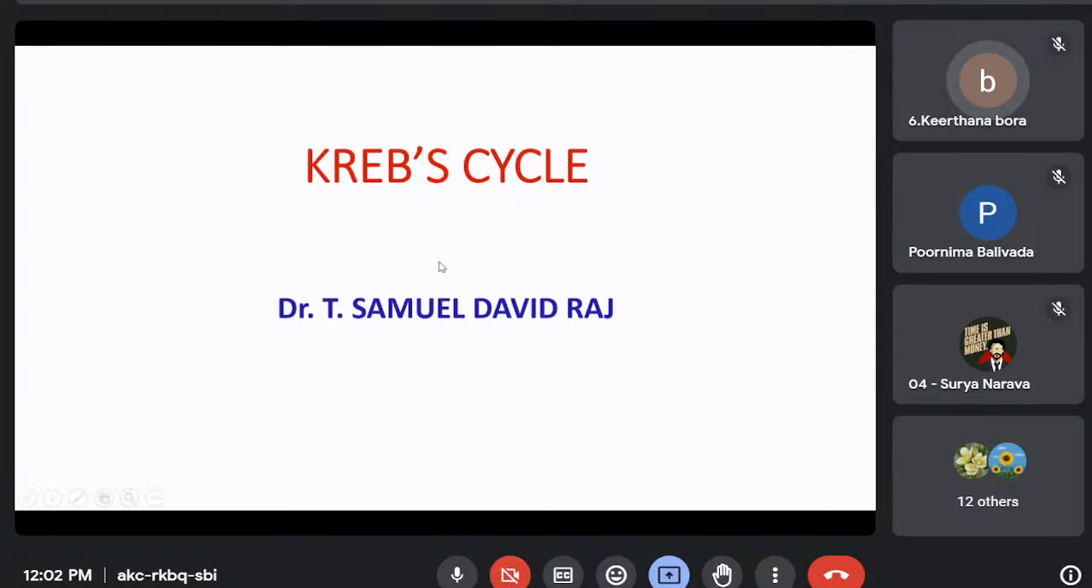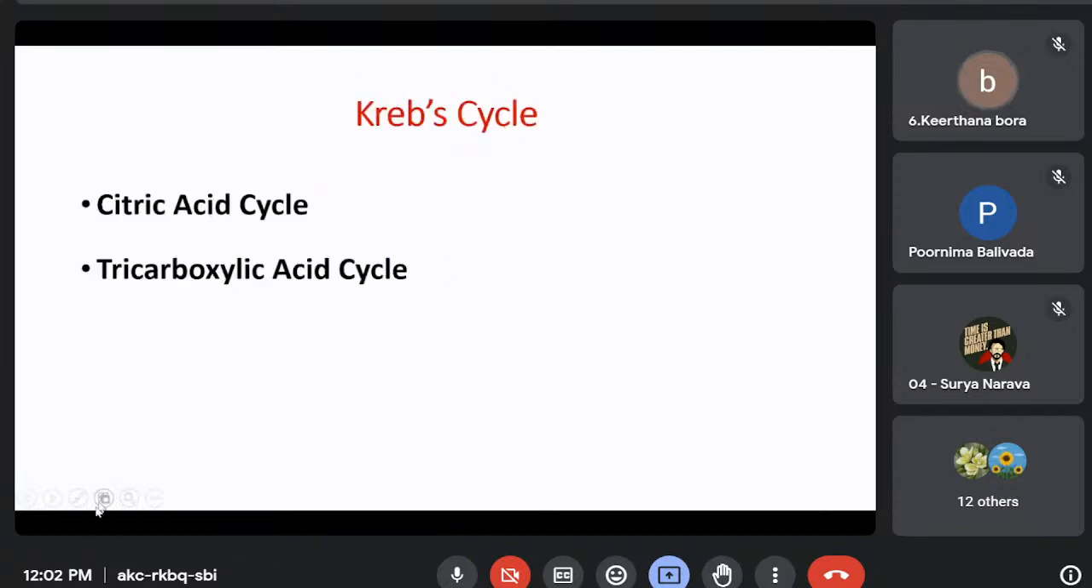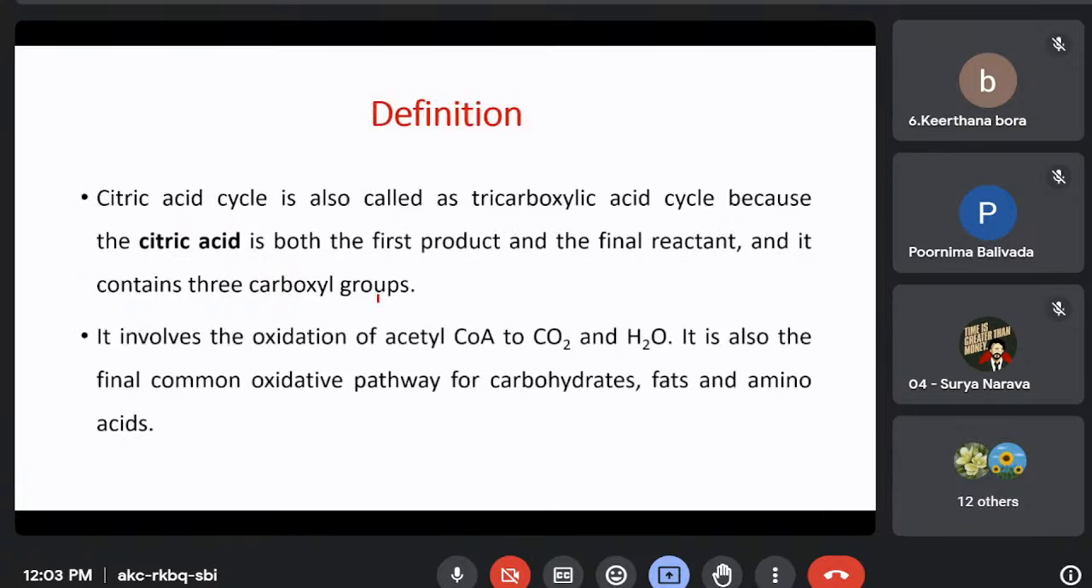So today we are going to discuss the Krebs cycle. The Krebs cycle is also called the citric acid cycle and the tricarboxylic acid cycle. Krebs cycle is given two names. Why is it called the citric acid cycle and the tricarboxylic acid cycle? You will know in the coming slides.